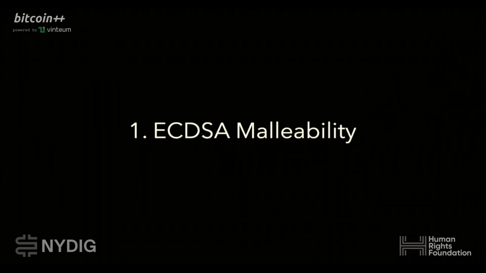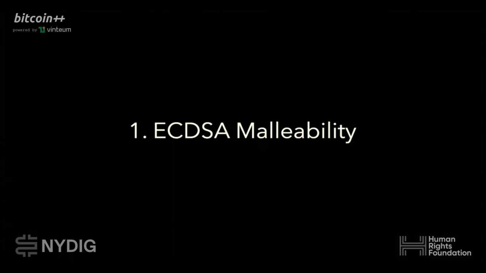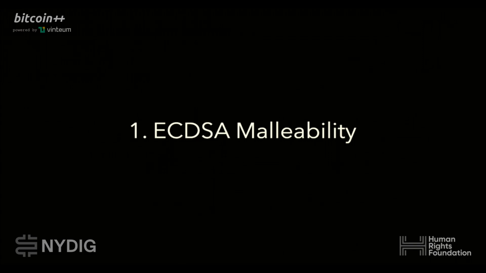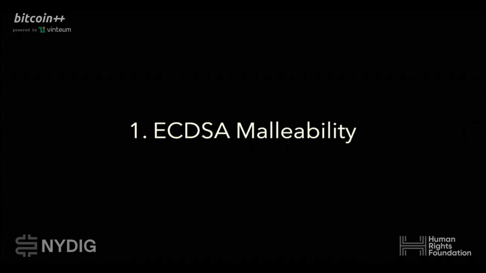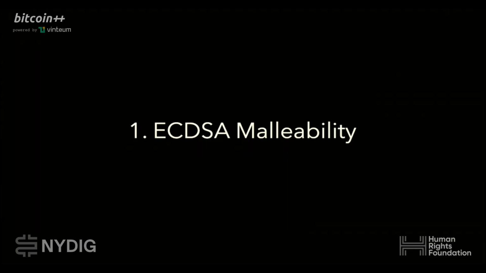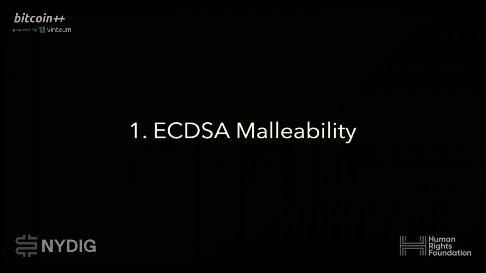I'm going to give you guys 5 examples of how Bitcoin could kind of break, or how you could mess up your stuff. The first one was the SegWit upgrade. It happened because of this, ECDSA malleability.